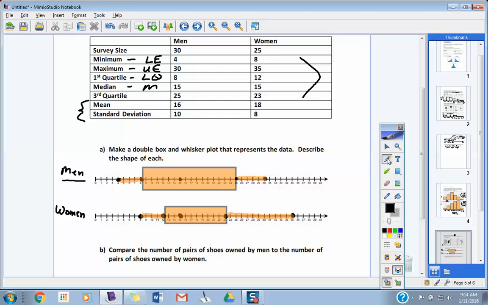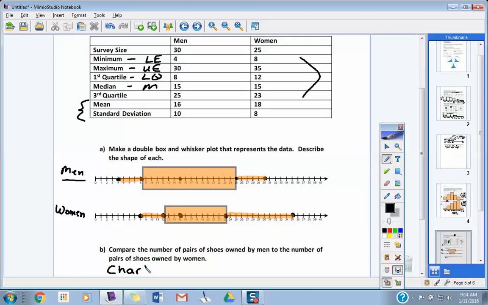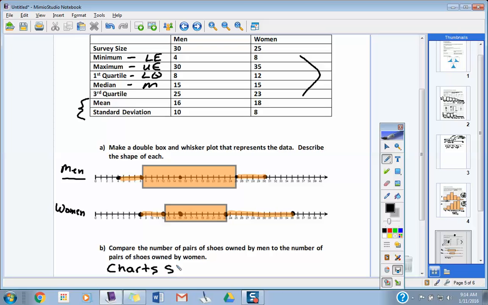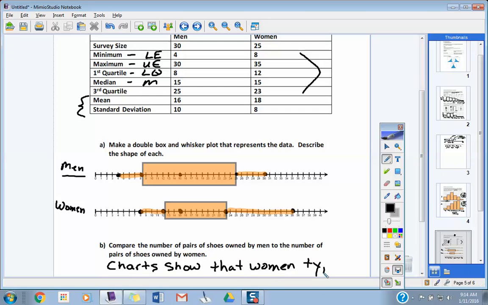You would say, charts show that women typically own more pairs of shoes.